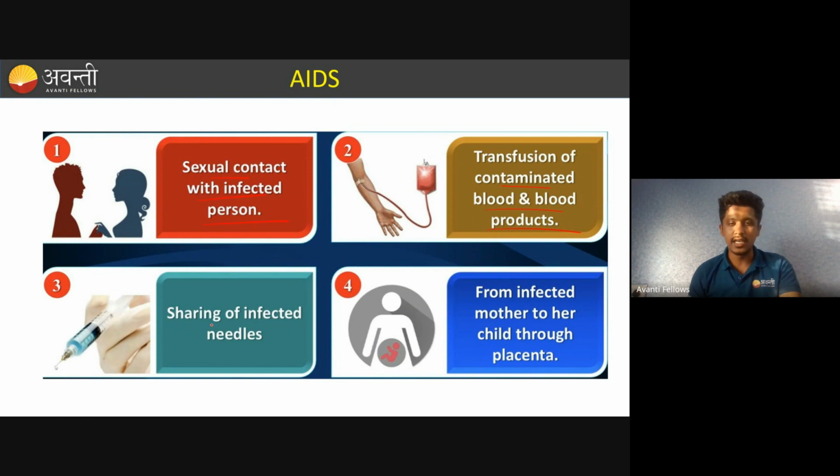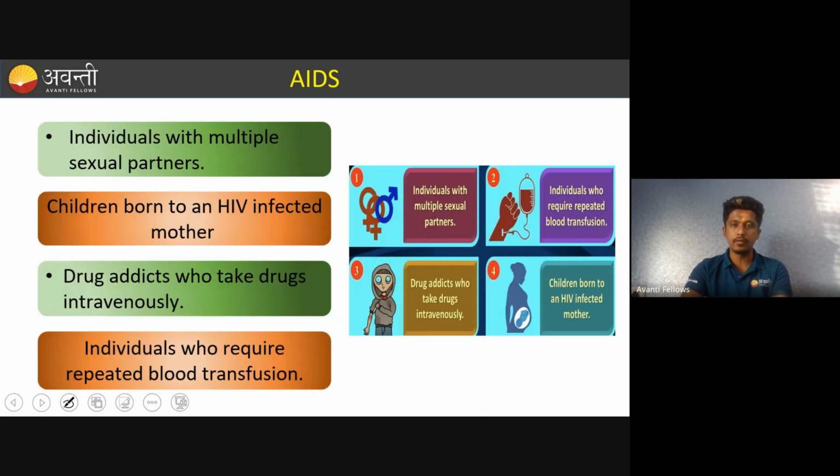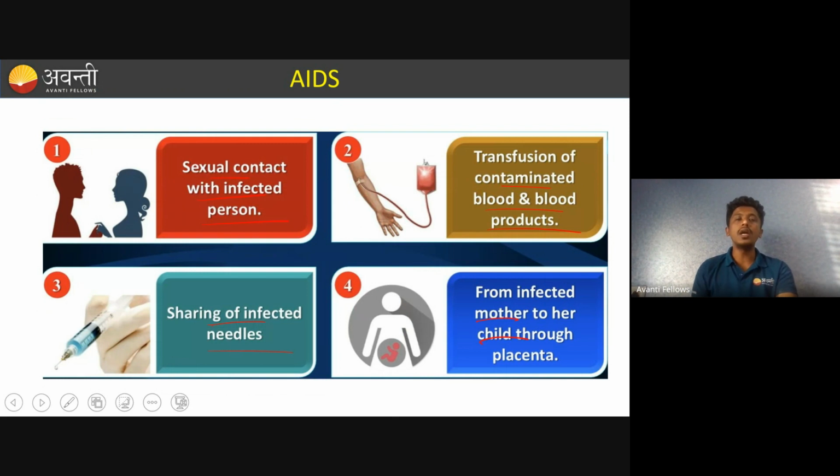Third one is sharing of needles, especially the syringe needles. And there is a possibility of an infected mother who would just transmit HIV to the child through the placenta. So that also happens. When we talk about each of these ways to spread, we have a specific reason for it. When we talk about having sex with multiple partners, this happens mostly because a person is having sex with unknown and multiple partners.